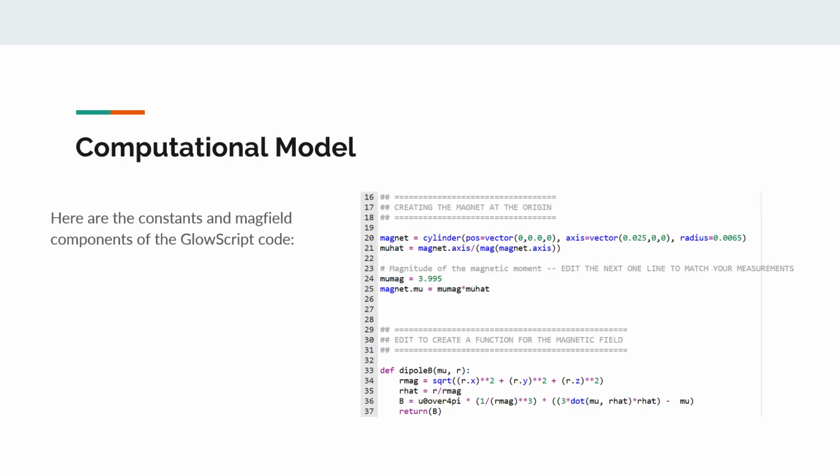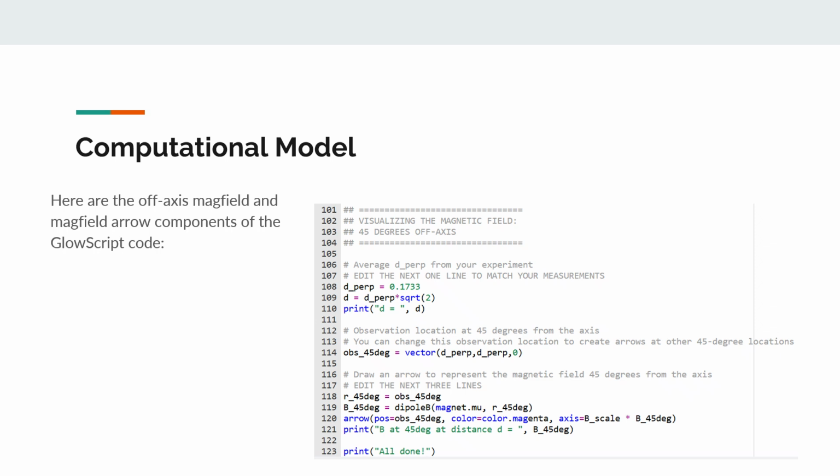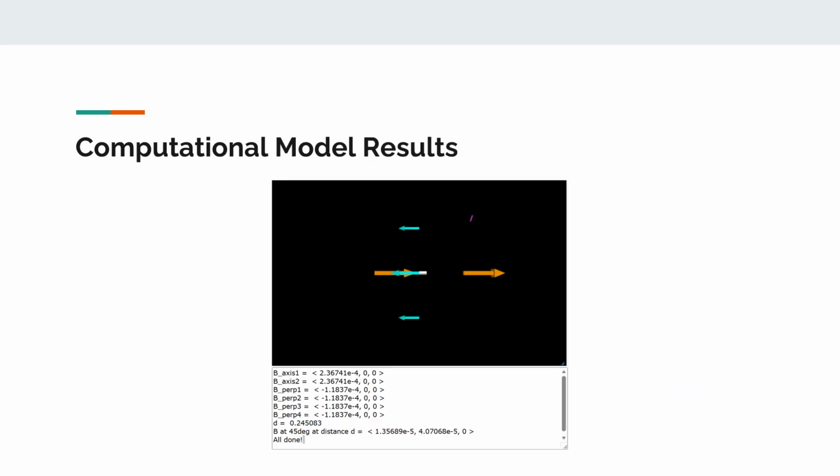Here are the constants and magnetic field components of the GlowScript code. Here are the arrow scaling components of the GlowScript code. Here are the off-axis magnetic field and magnetic field arrow components. Here we can see the computational model results.